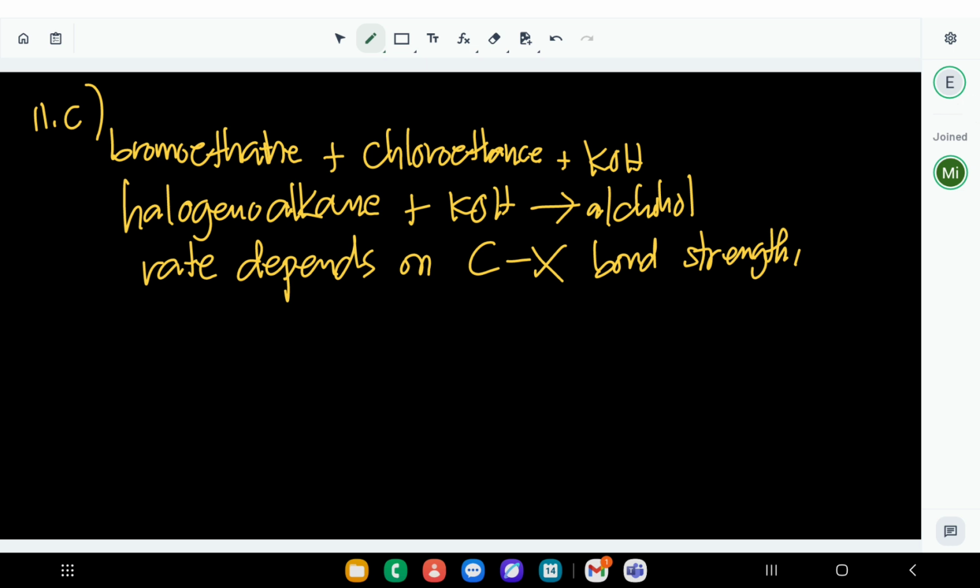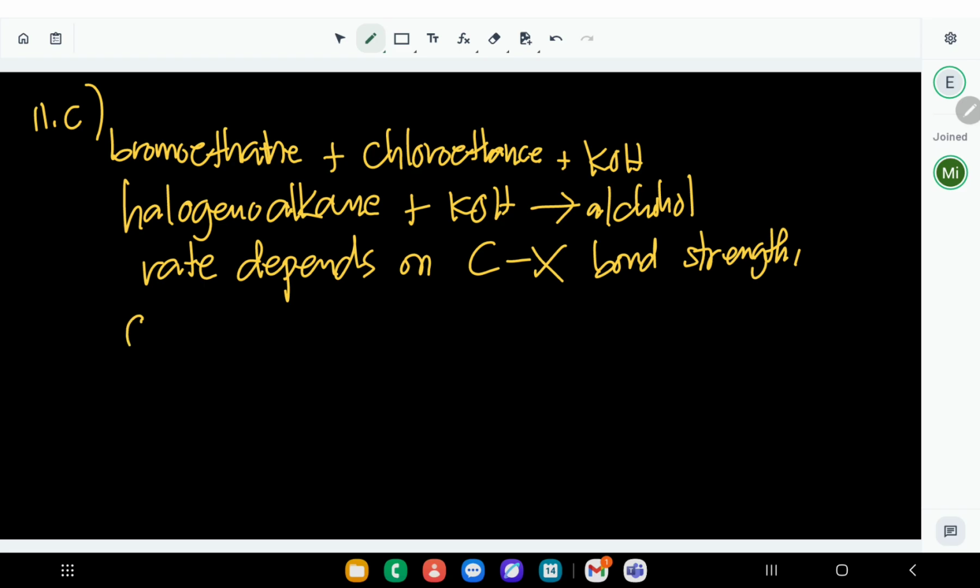Okay, so the reason for the difference in rate: bromoethane is faster, chloroethane is slower. Carbon to bromine bond, carbon to chlorine bond. Okay, let's check the bond strengths here.